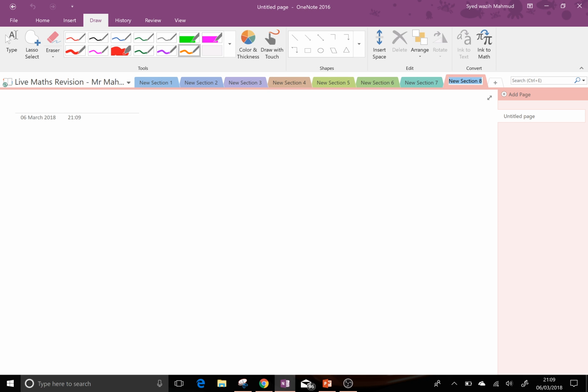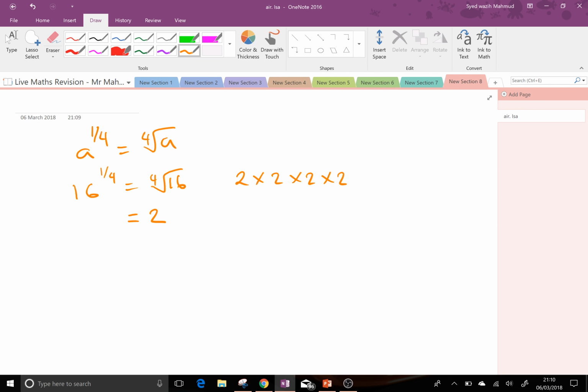If you are given a to the power of 1 over 4, that will be 4th root of a. So if you get a question, 16 to the power of 1 over 4, that would be the 4th root of 16. Which number multiplied by itself 4 times gives me 16? We can say it's 2, because 2 times 2 is 4, times 2 is 8, times 2 is 16. So that's going to be 2.